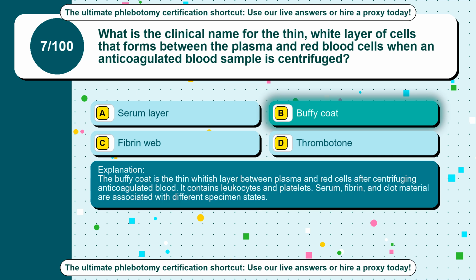The buffy coat is the thin whitish layer between plasma and red cells after centrifuging anticoagulated blood. It contains leukocytes and platelets. Serum, fibrin, and clot material are associated with different specimen states.